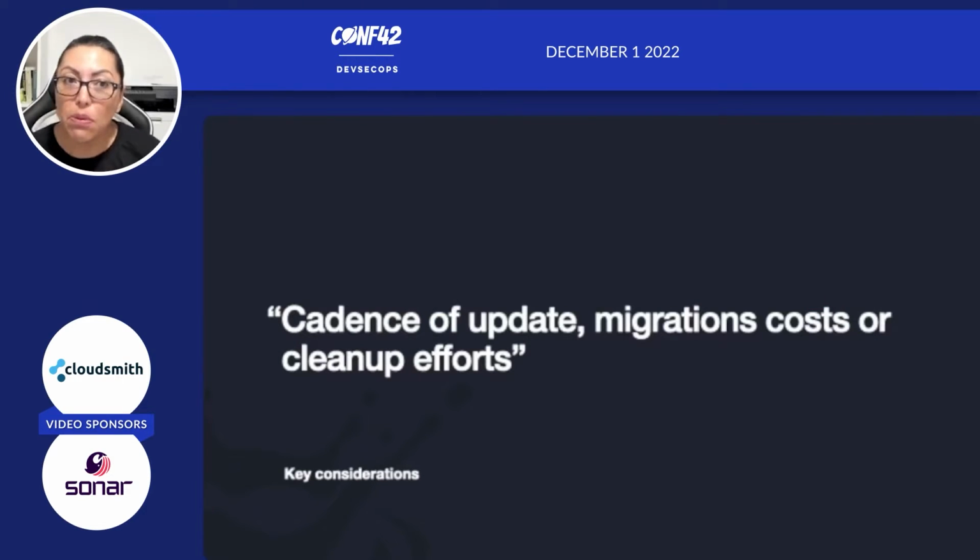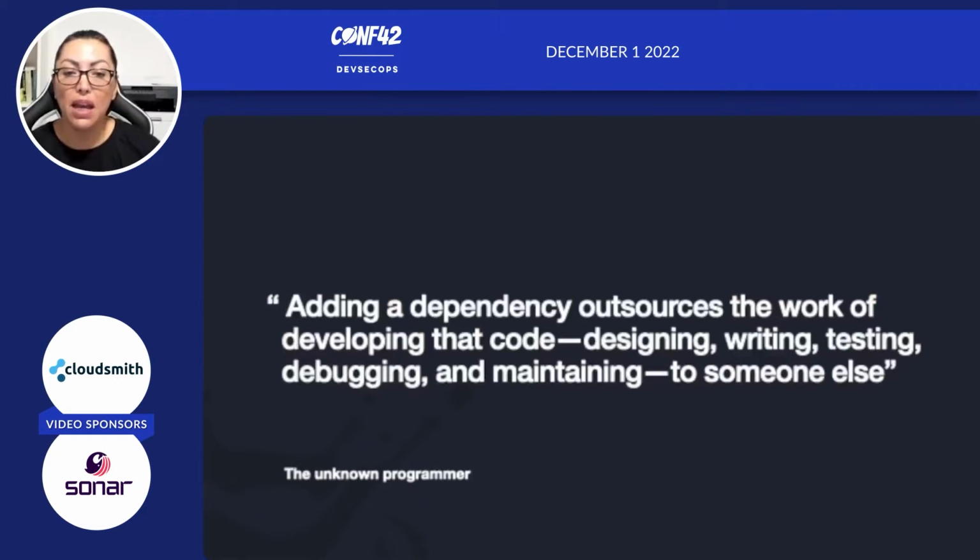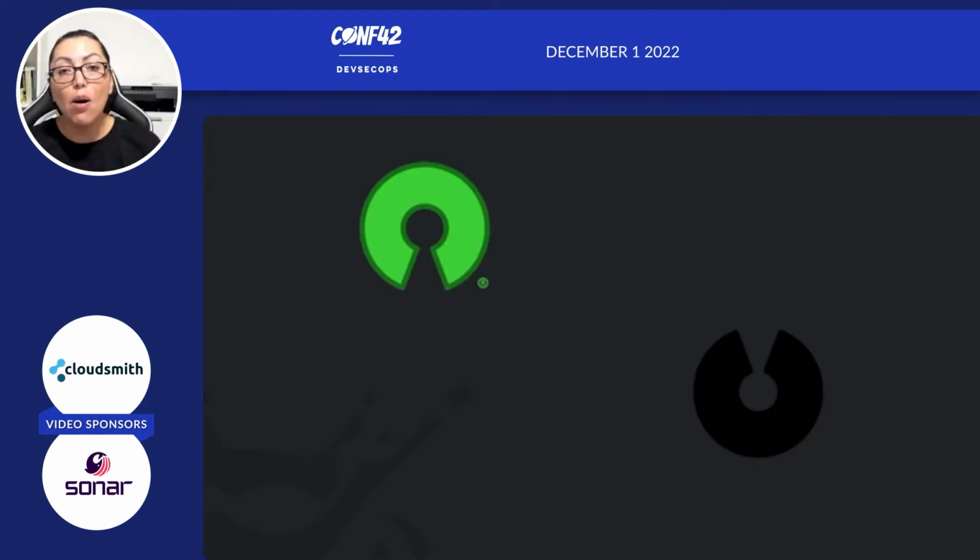And sometimes things go wrong. So we have to be very cautious. For example, when we are adding a dependency, we are outsourcing the developing of that code, designing, writing tests, debugging, and maintaining to someone else. And it's usually the unknown programmer. And I'm not talking down open source, because problems in software can appear both in closed source and open source.